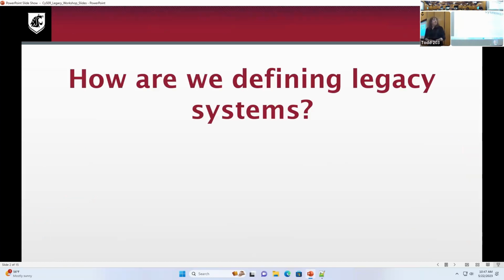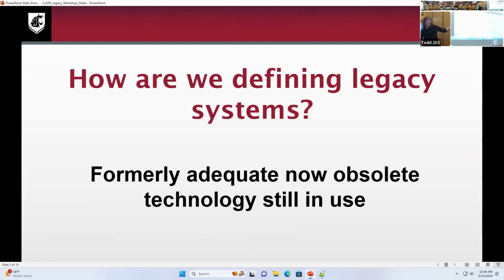So today we're going to be talking about legacy systems. I think it's fair that we start with the definition of legacy systems. Now, my dissertation has about 30 pages on this question, and I'm going to very simply go with: formerly adequate, now obsolete technology that is still in use. This is hiding a lot of nuance, but it is the most common definition in the software engineering literature. Since we mostly have computer science folks here, I think it will be a good operational definition for us to use. Not everybody agrees on this definition, but it will be the one that we use today.